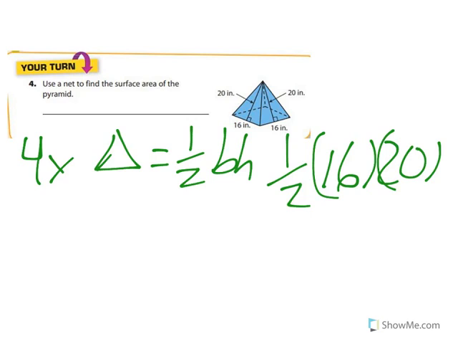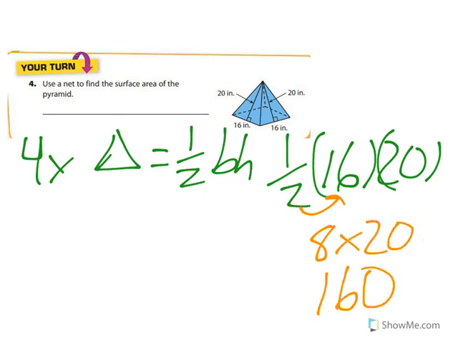I could go from left to right, and I might as well. I was going to take 1/2 of 20, and that's 10, to do that one in my head, but I can do the other way as well, right? So 1/2 of 16 again is 8. 8 times 20 is 160. So we have 4 of those now. And now let's take a look at our bottom.